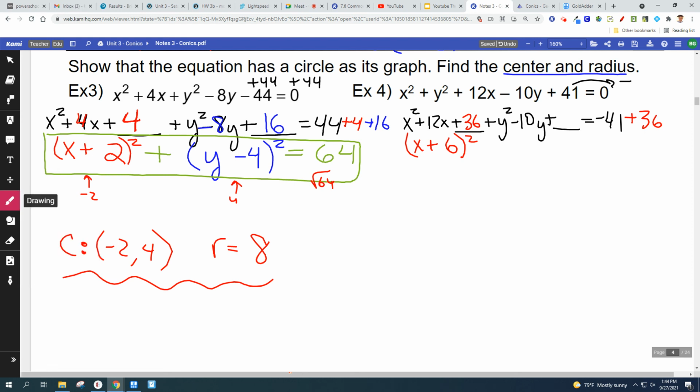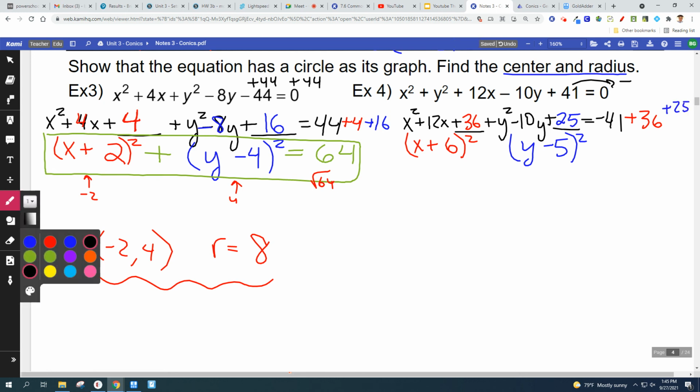Now we've also got this minus 10, so half of that is minus 5. Square it is 25. I do that to complete the square. Y minus 5 squared. Oh yeah, I unbalanced my equation again. Plus 25 on the left. Let's add 25 on the right. Now it's going to be balanced. So anybody ahead of me? Negative 41 plus 36 plus 25 is 20.